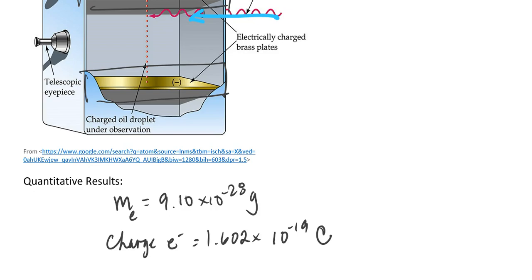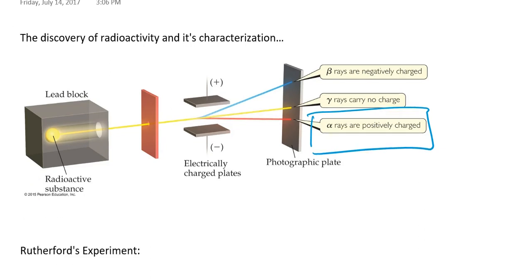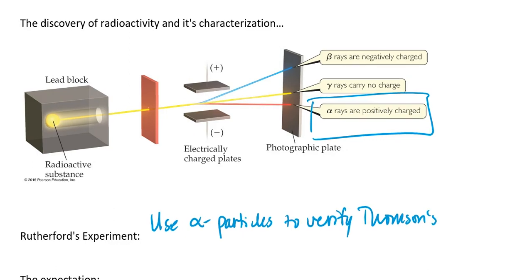But in terms of the further development of the atomic theory, then we need to next consider Rutherford. Now, as it turns out, Rutherford was one of many scientists that actually discovered radioactivity and also was able to characterize the different types of radioactivity. He then selected one of these types of radioactive particles, namely these alpha particles. And he decided, okay, I'm going to take these alpha particles and I'm going to verify Thomson's model.